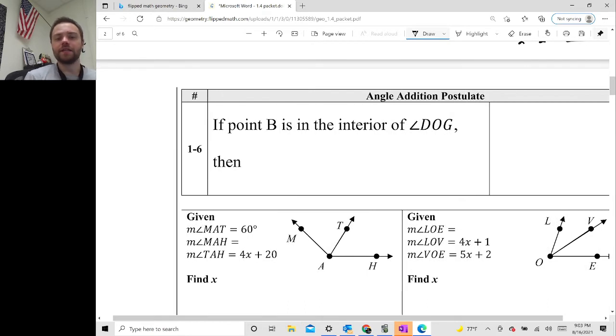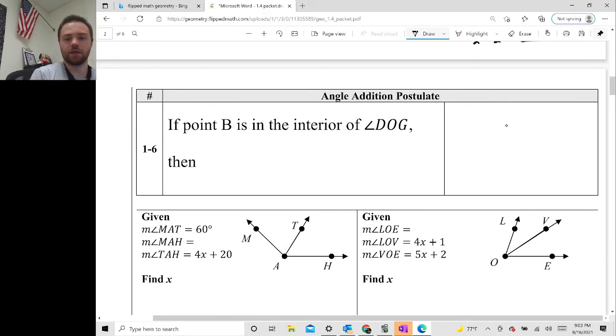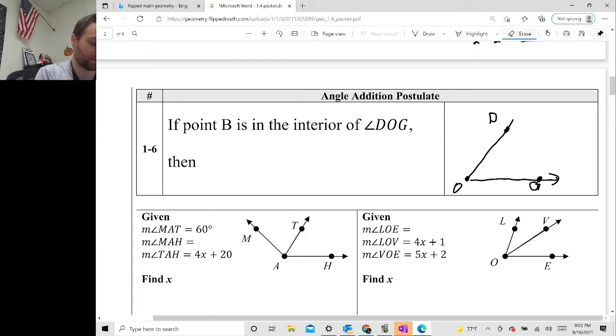If point B is in the interior of angle DOG, so let's draw angle DOG. So that's O. Over here is going to be G. And this is D. And they said point B is on the interior. Let me draw that G nicer. There, that's better. And then right here is B. So it's on the interior of that angle, right? It's between the two rays. If the rays continue out, it's on the inside of this interior.